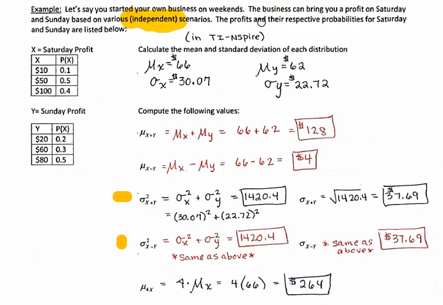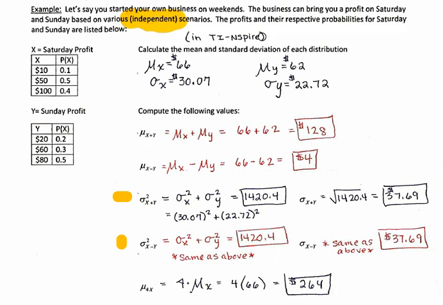So the first question says their profits and respective probabilities for Saturday and Sunday are listed below. I notice that I have two random variables. X is numerical. Also, it is a probability distribution. Notice that 0.1, 0.5, and 0.4 add up to 100%. So does 0.2, 0.3, and 0.5. So both add up to 100%. Calculate the mean and standard deviation of each distribution.